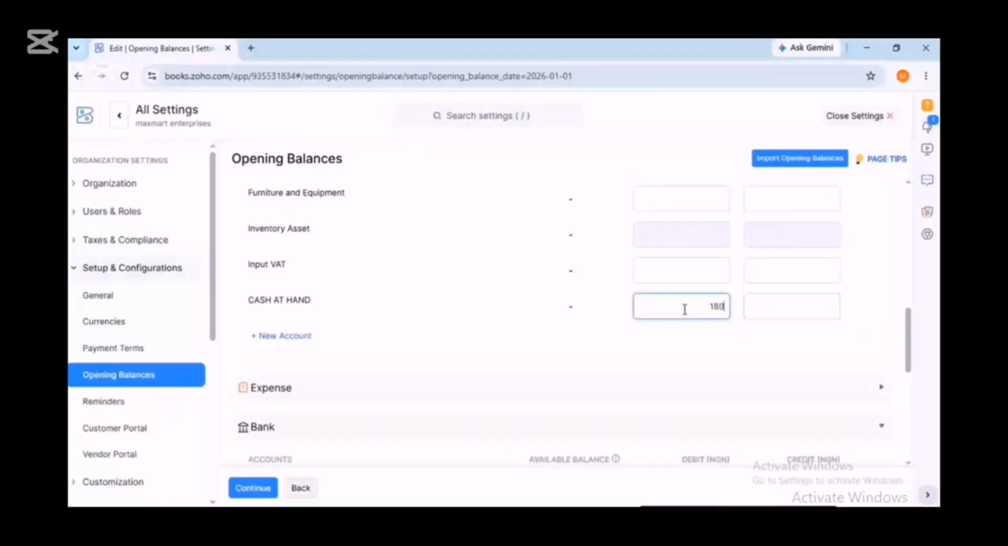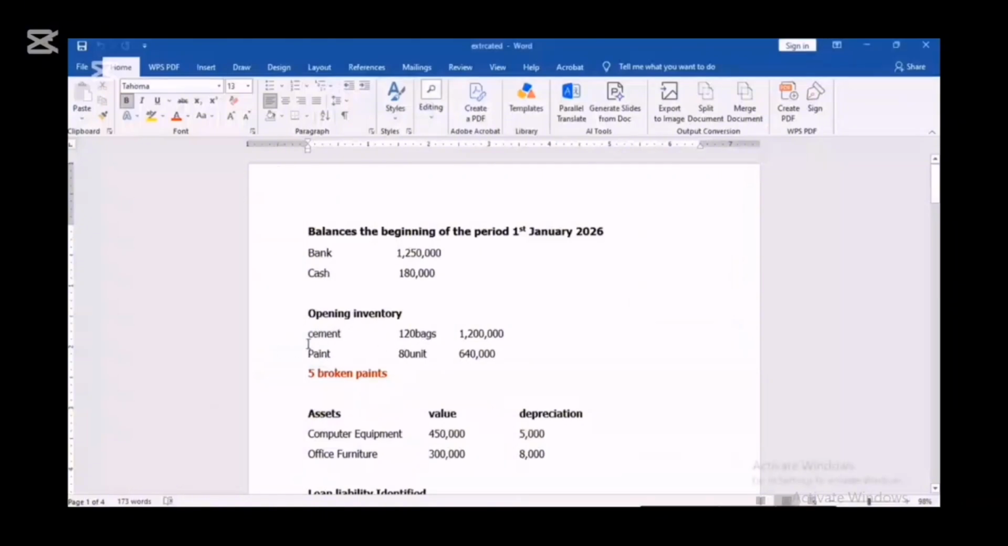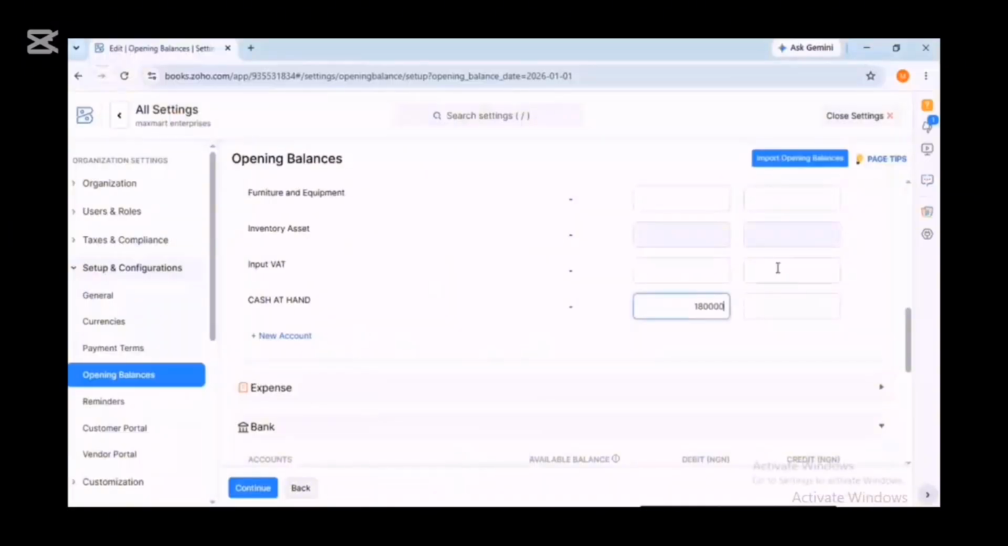I have 180,000. That's right. So let's move on to the next. So we have opening inventories, but we have to skip that. Let's deal with assets first before the inventory. So we're inputting computer and office furniture. These are the amounts, 450,000 and 300,000 respectively.